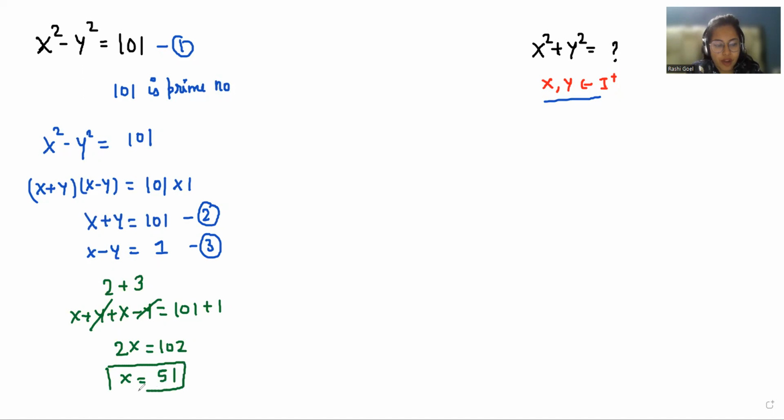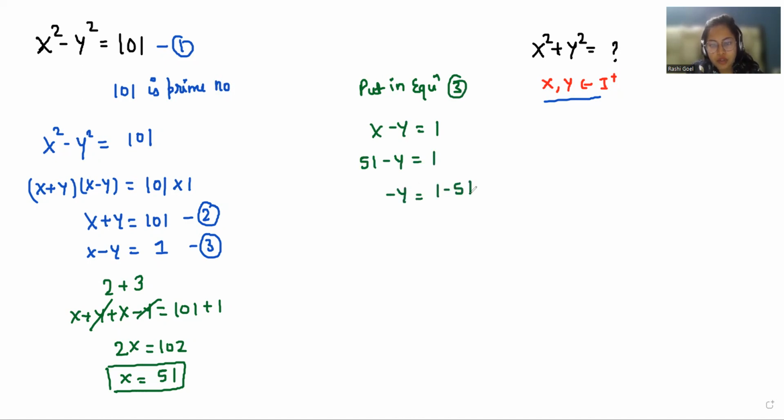Now I'm going to put the value of x equal to 51 in any of the equations. Put it in equation number 3. So x minus y is equal to 1, 51 minus y is equal to 1, minus y is equal to 1 minus 51, minus y is equal to minus 50. So the value of y is 50. So we have two values: x is 51 and y is 50.